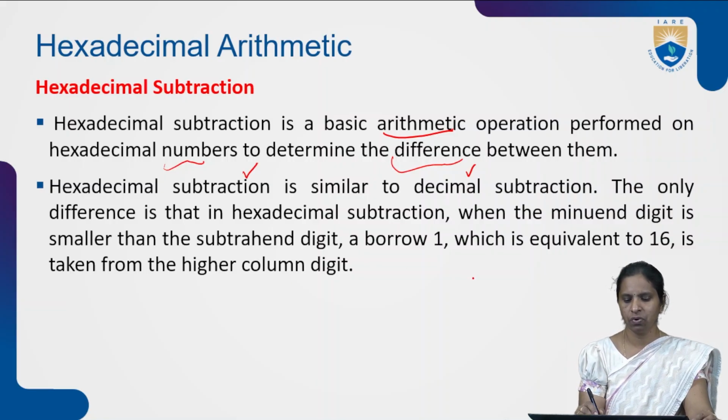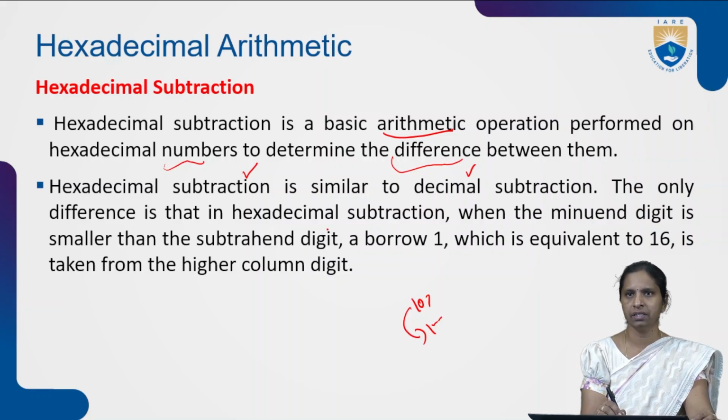The difference is, here in the decimal number system, when do you get the borrow? You will get the borrow if the lower number is greater than the upper number. Nothing but the subtrahend is greater than the minuend, then only you are going to get the borrow. Similarly here also, in the hexadecimal system, when the minuend digit is smaller than the subtrahend digit, then you have to borrow 1.